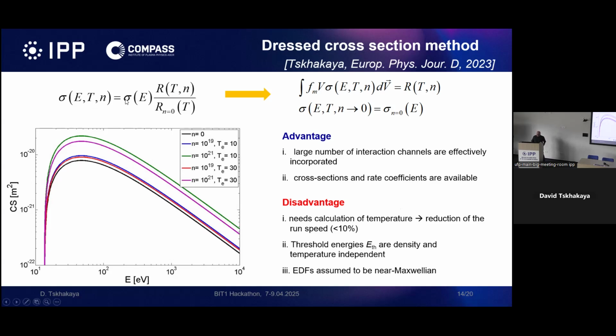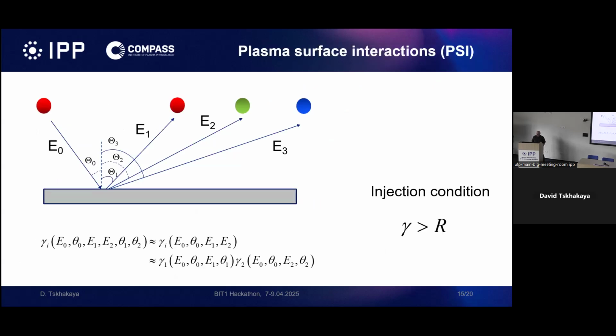And one has to know also the threshold energies, which is not so easy to calculate. And most importantly, the main limitation is that you have to assume the distributions are near Maxwellian. But anyway, you need this for high density plasma, and then this assumption works. So this can be applied to ionization as well as to recombination. And I think I do not have much time.